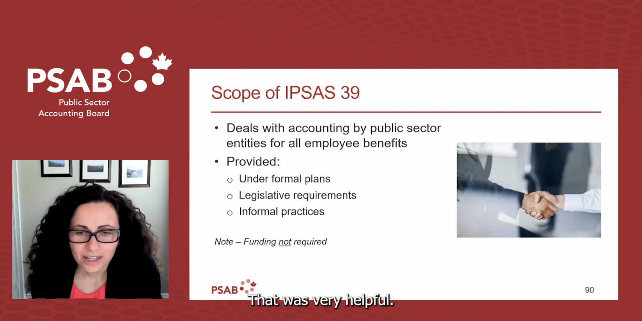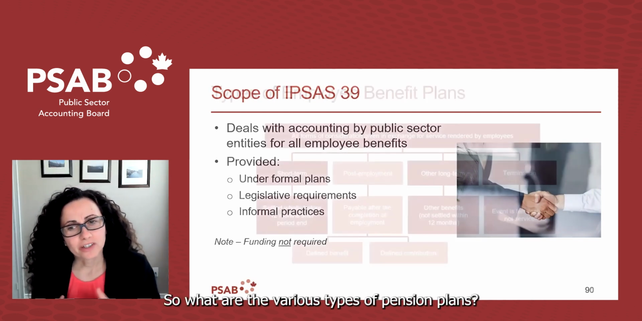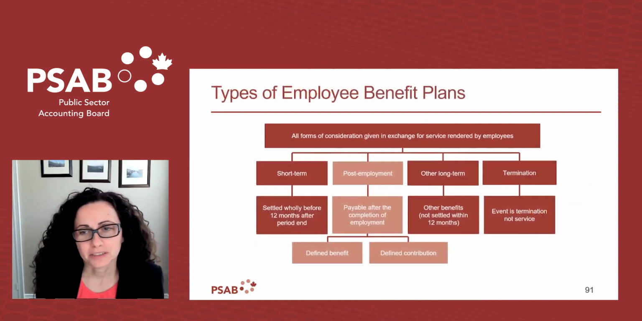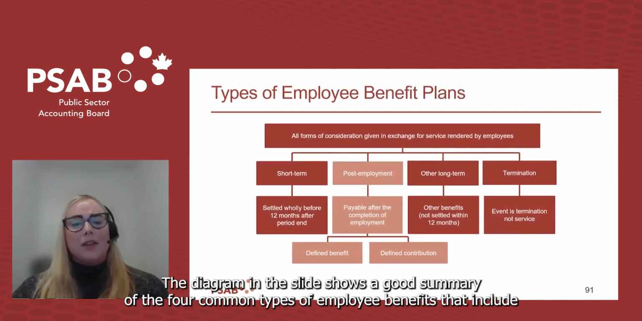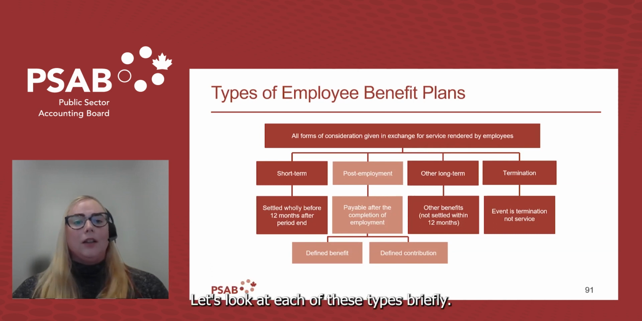Thank you, Riley. That was very helpful. So what are the various types of pension plans? The diagram in this slide shows a good summary of the 4 common types of employee benefits that include short-term employee benefits, post-employment benefits, other long-term benefits, and termination benefits. Let's look at each of these types briefly.